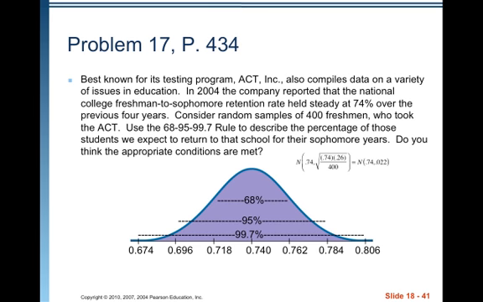68% of the observations of the p-hats from 400 students would be between 0.718 and 0.762. 95% of the p-hats of 400 randomly selected freshmen would be between 0.696 and 0.784. And 99.7% of all of the p-hats, the proportion returning to their school for their sophomore year, of random samples of 400 freshmen would be between 0.674 and 0.806.